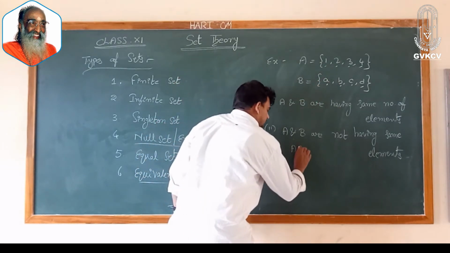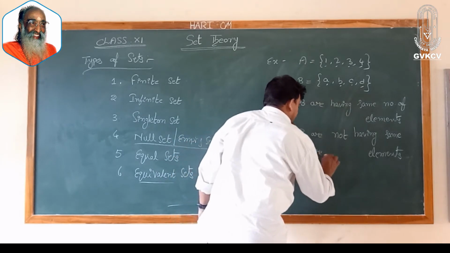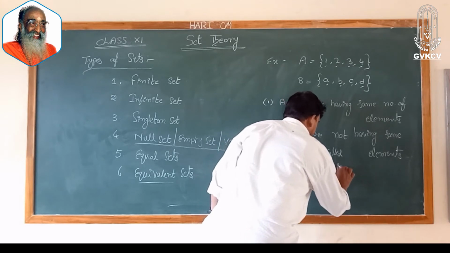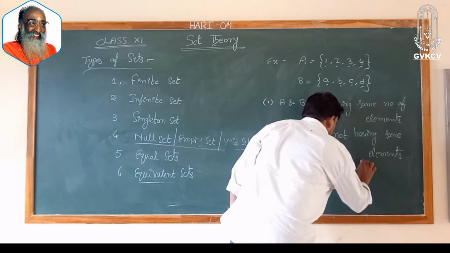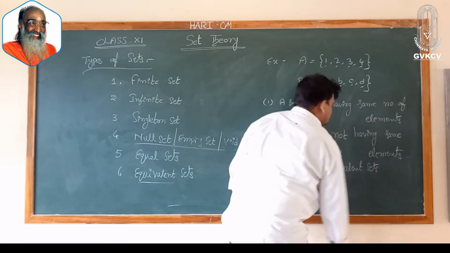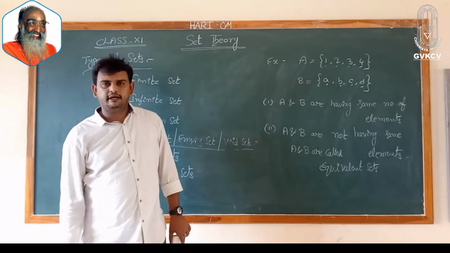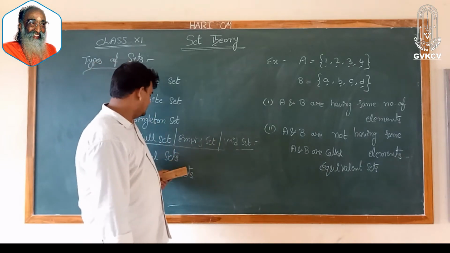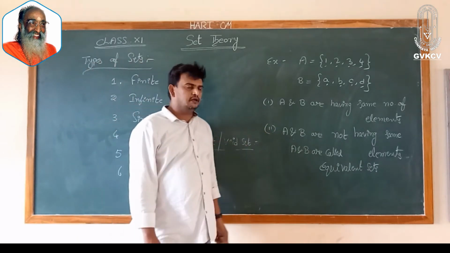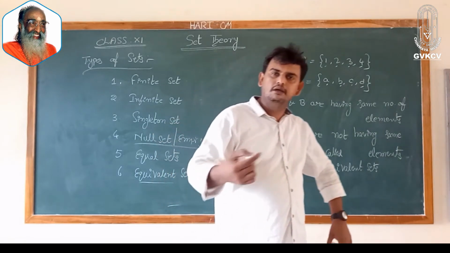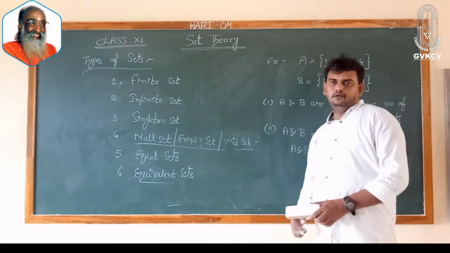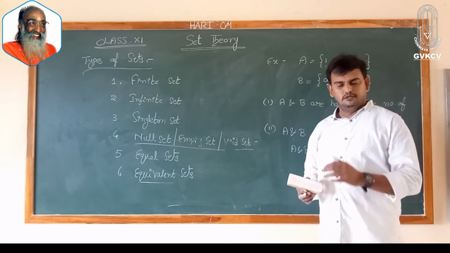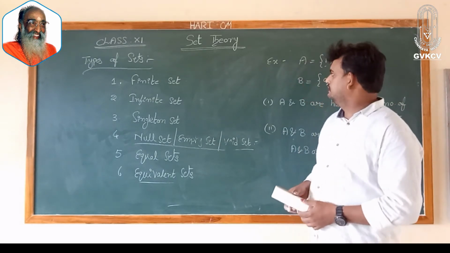So A and B are called equivalent sets. So here A and B are equal sets. Here A and B are nothing but equivalent sets. These are the 6 types of sets we have. Still more we have, now we discuss.